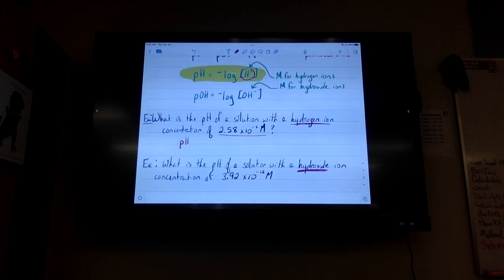Its pH is equal to negative, make sure you hit the negative sign, not the minus, but the negative. Not the subtract, but the negative. Negative, and then you hit log, and then you hit 2.58 times 10 to the negative second. I want everybody in here to do that so that you are comfortable with it when you start to practice.